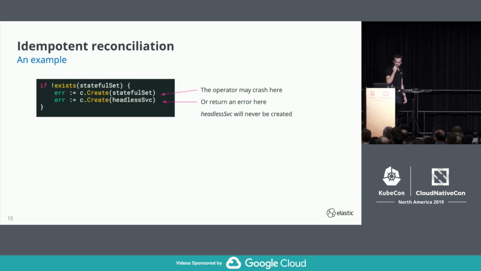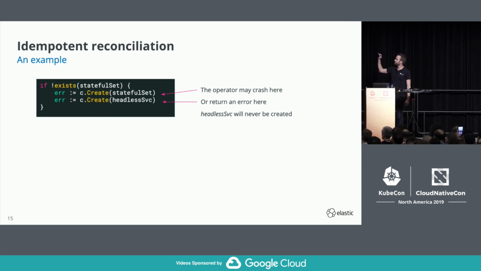An example about that, say I want to create a stateful set. A simple version of how I would do that is first check, does that stateful set exist already? And if it does not, then I just create it. But then, as you probably know, when we create a stateful set, we most of the times also create a headless service for that stateful set. But here we have a problem in this piece of code.